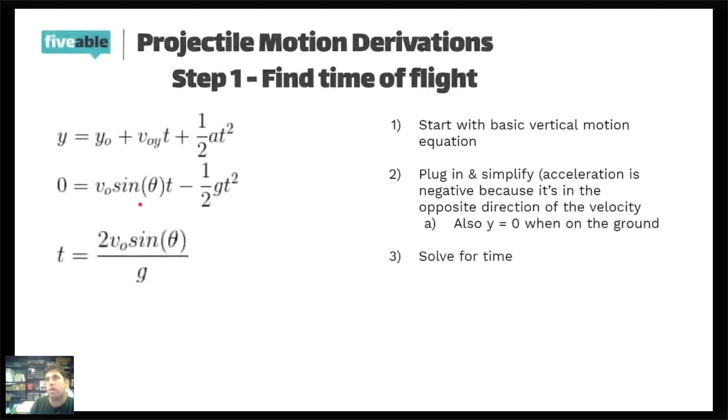All right, so we take this and I can factor out a t because all the terms have a t there. So divide by t and then solve for the time term that's left over. And we get t equals 2 v naught sine theta over g. And this will be the time that the ball was in the air, the entire time of flight.